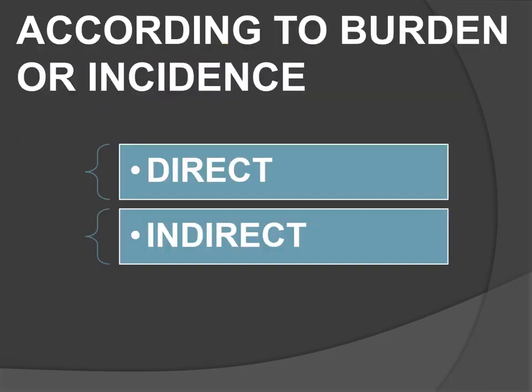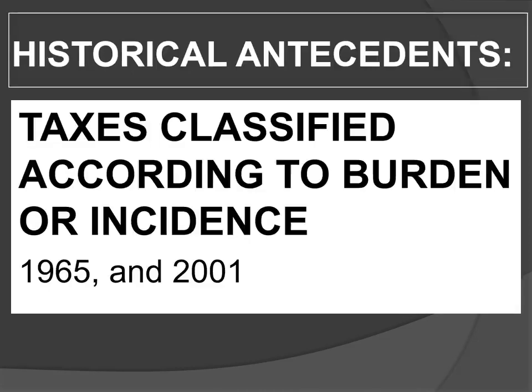Now, what about classification according to burden or incidence? Have a look at it because I think this is a bit dangerous for you. Taxes may be classified in accordance to burden or incidence, whether they are direct or indirect taxes. So let's look at the instances when questions were asked in the bar here.